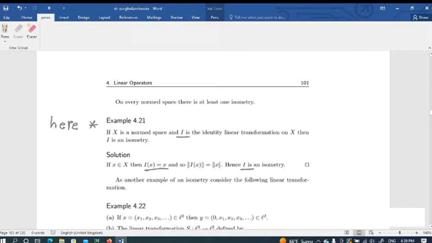Example: if X is a normed space and I is the identity linear transformation of X, then I is an isometry. I means the identity function, and the identity function is a function with this definition: for all x we have I of x equals x. So the norm of I of x equals the norm of x, and so I is an isometry, and the norm of I equals 1.